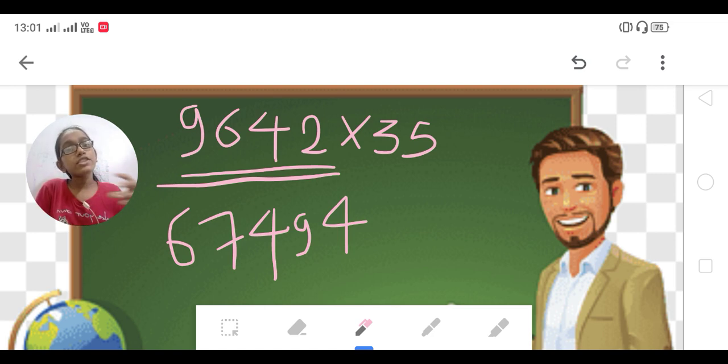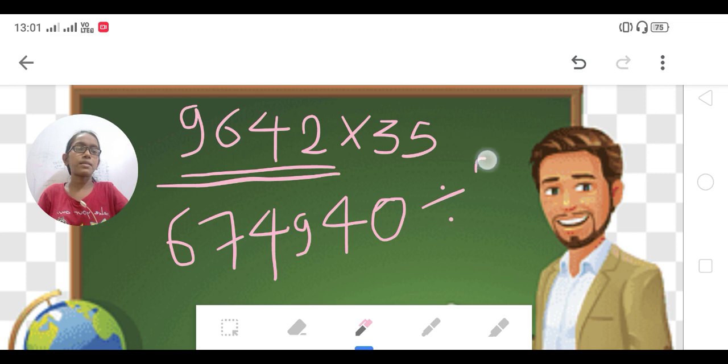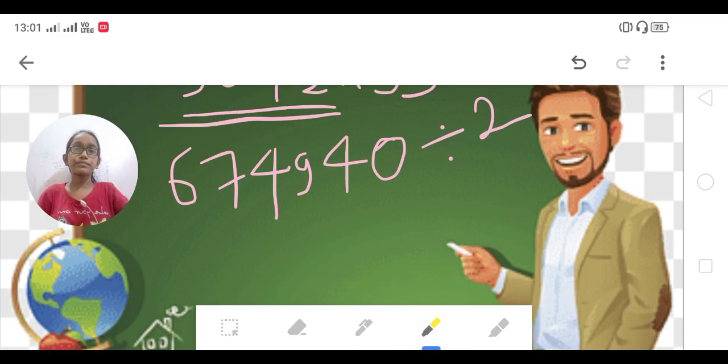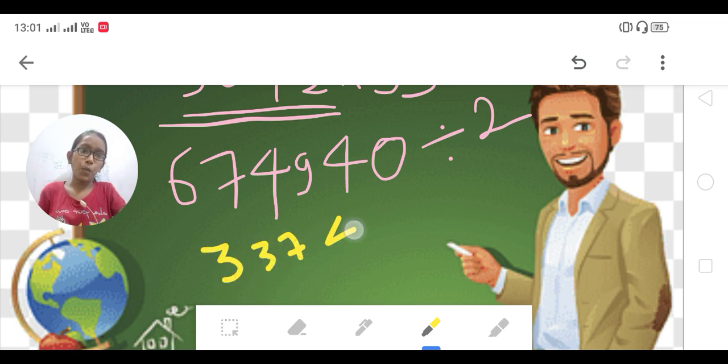Now once you multiply the number by 7, add a 0 at the end, simply one 0. After you did this, you are good to go. Just divide this number by 2. If you divide this number by 2, then your answer would be 337470.